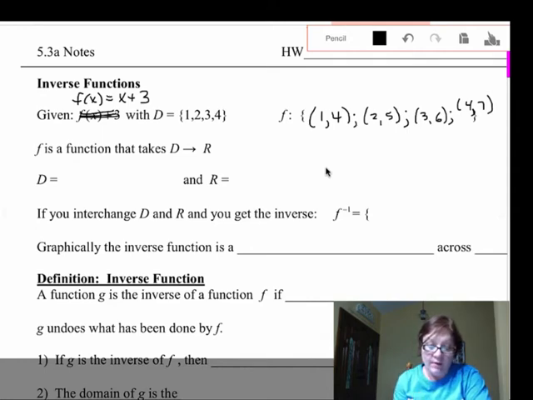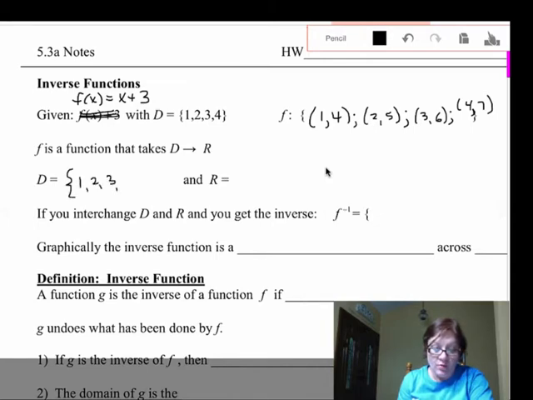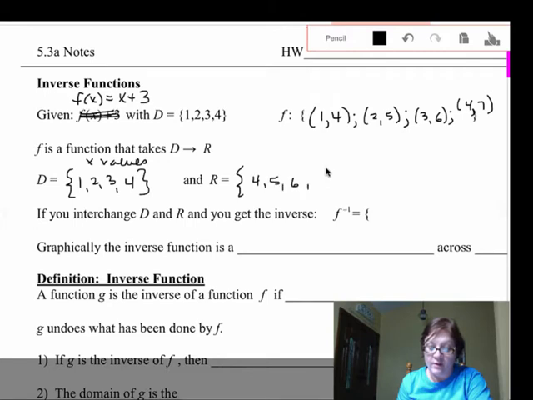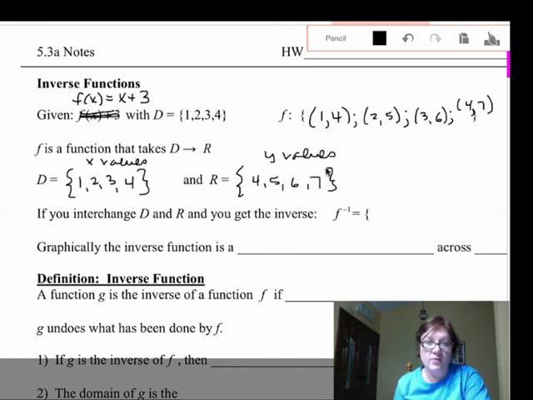And so remember, a function takes the domain values and maps them onto the range values or the y values. And so from this, of course, I know my domain are the numbers 1 through 4. Those, of course, are my x values. And my range is 4, 5, 6, and 7. Those are my y values. And remember, in order to be a function, each x has a unique y so that it will pass the vertical line test.